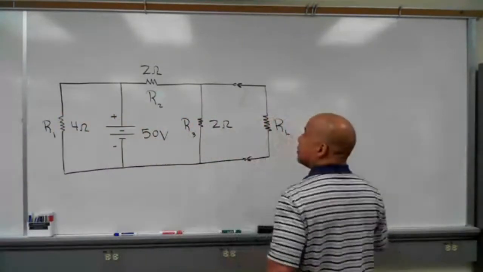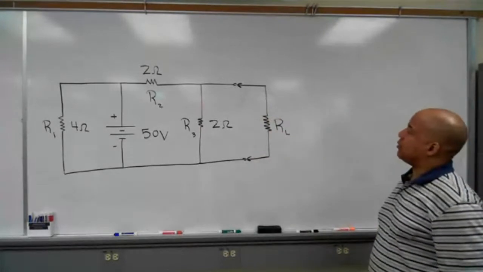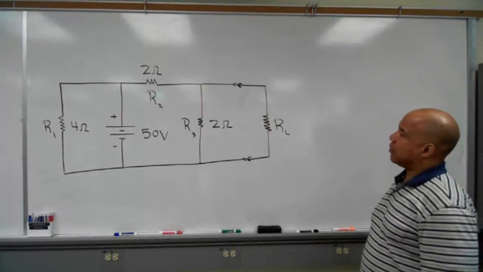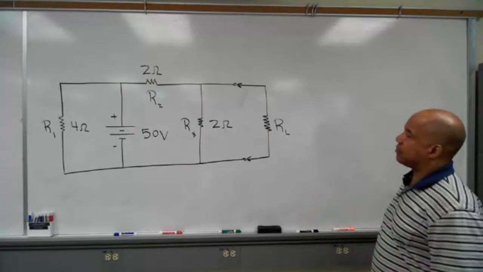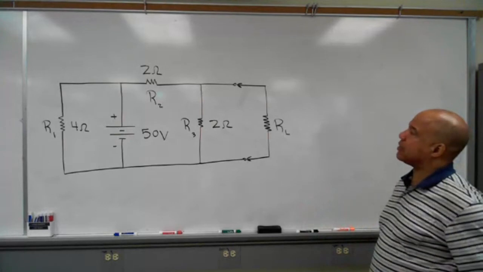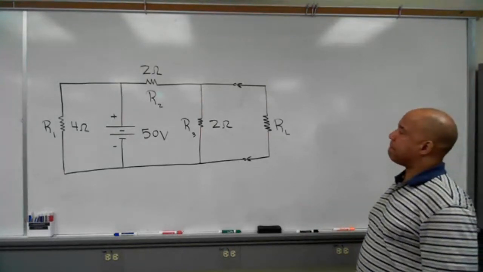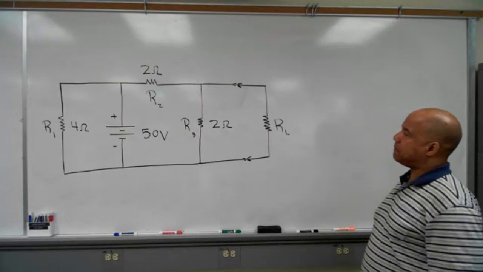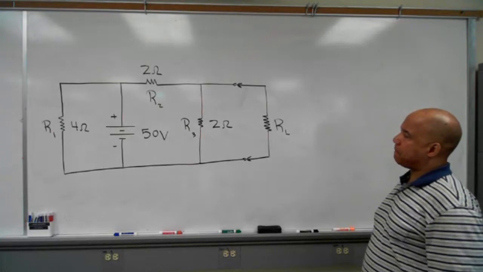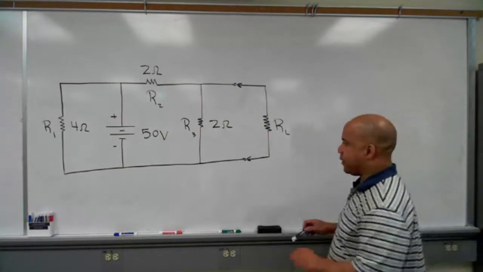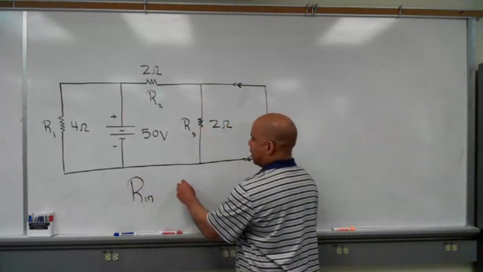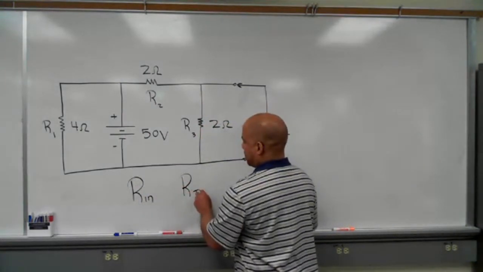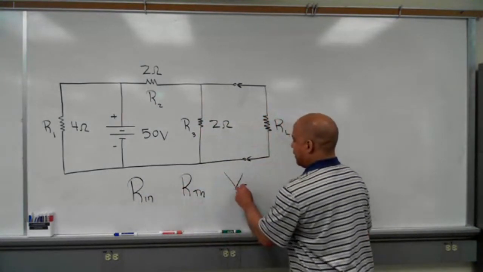It's a lot going on here. So take a few minutes, see what you can do with this. And then I want to go through this one kind of slowly because there's another point here I want you to get. Another takeaway with this problem I want you to understand. What I want is RN, I want RTH, and I want VTH. Find those values.